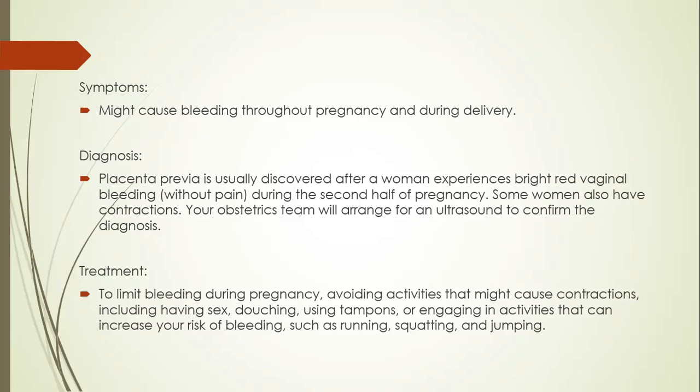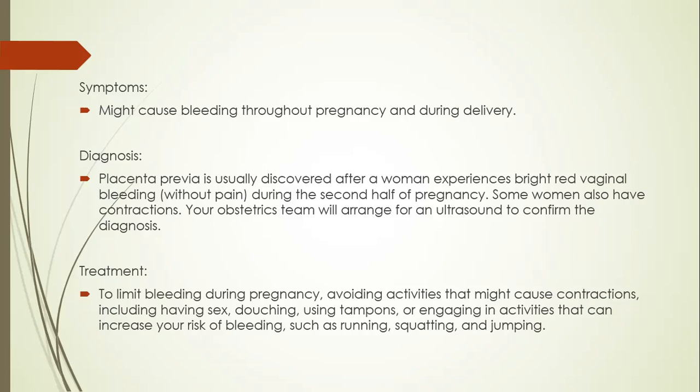We have said placenta previa does not have pain, that is, painless bleeding will be there. How will you diagnose it? Placenta previa is usually discovered after a woman experiences bright red vaginal bleeding without pain. That is the main indicator. There won't be pain when there is bleeding, during the second half of pregnancy, and some women have contractions also, that is Braxton Hicks contractions. Your obstetric team, which means doctor and nurse, has to arrange an ultrasound to confirm the diagnosis. That is the diagnostic modality.